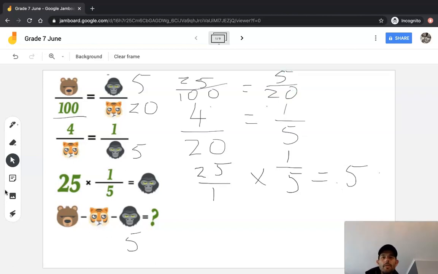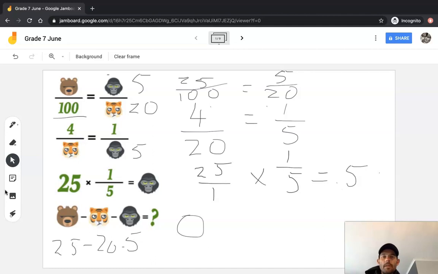Okay, all that's left for me to do now is the last line. I know that the bear is 25. I know that the tiger is 20. And I know that the gorilla is 5. So 25 minus 20 is 5, and then 5 minus 5 is equal to 0. Okay, so well done if you remembered how to work those out. So we're just looking at multiplication of fractions and then also equivalent fractions. Replay it. Make sure you understand it.